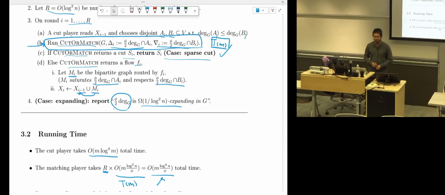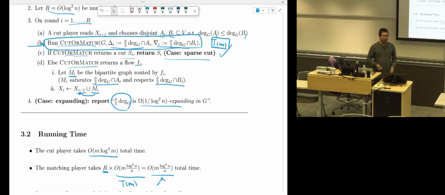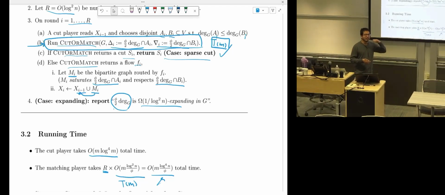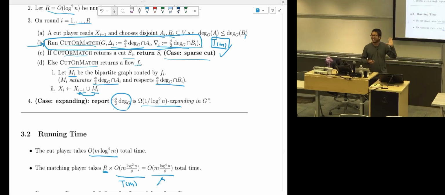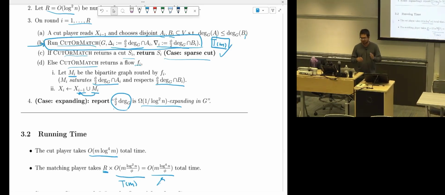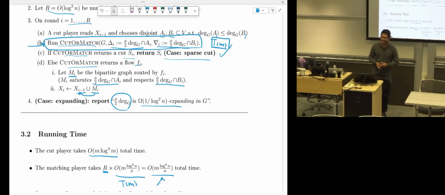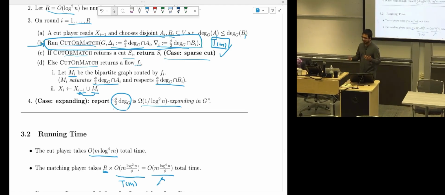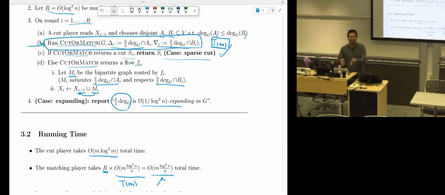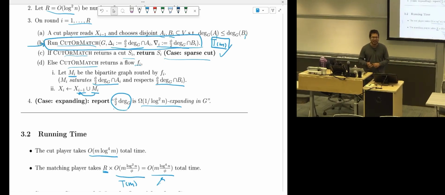Okay. So this is basically the first application of the cut matching game, and we now don't use black box max flow. We just build our own algorithm. But if you recall, to get fast expander decomposition, this version is not enough. We want to find a balanced sparse cut or get a large expanding set.